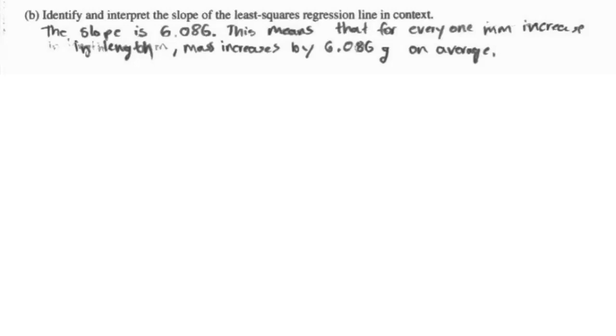The slope is 6.086. This means that for every 1 millimeter increase in length, mass increases by 6.086 grams on average. E, they saved themselves with that on average right at the end. If they had not added on average, it would be a P, because they would have deterministic language instead of that non-deterministic language.